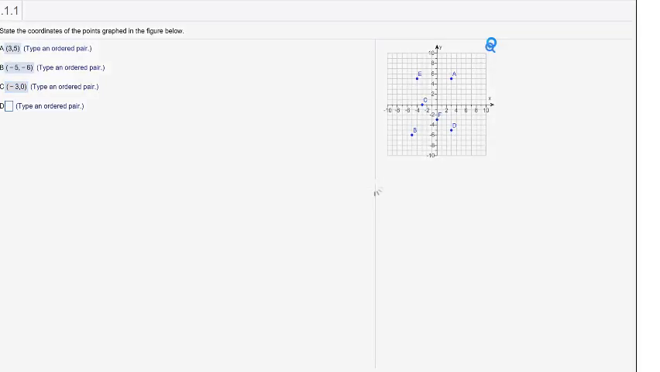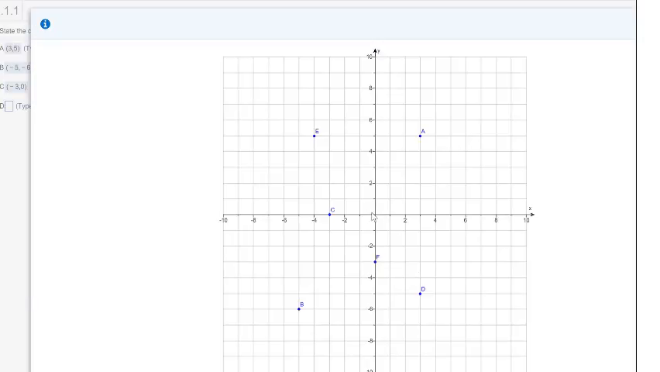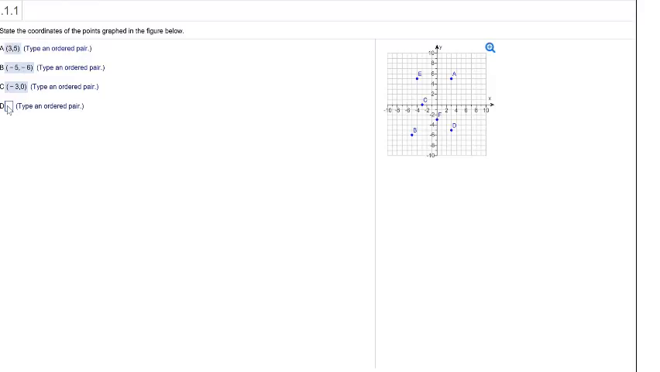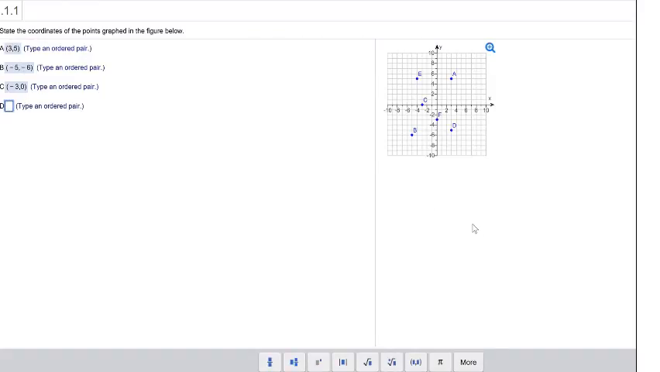Okay, let's look at point number D. We go along the x-axis in the positive direction. So we have 1, 2, 3, and then we go in the negative y direction, 1, 2, 3, 4, 5. So the coordinate point for D is going to be 3, -5. Three, comma, -5.